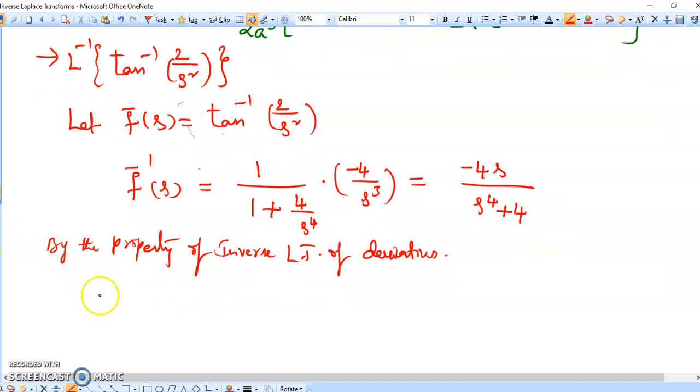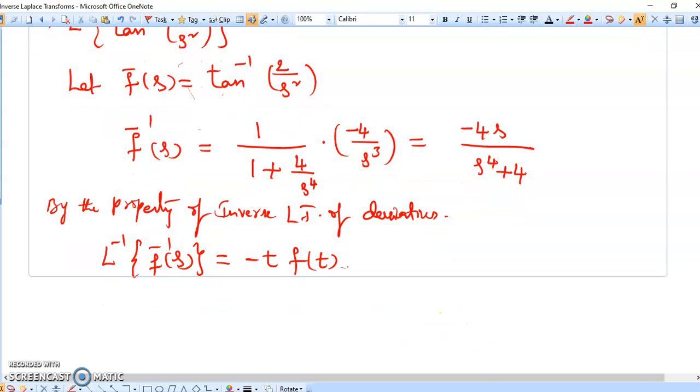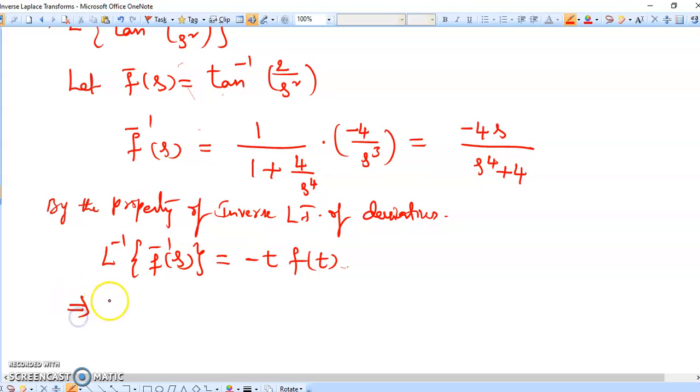Now let us write the property: L inverse of f bar dash s. What is the property that we discussed? This is equal to minus t into f of t. Now what I need finally is f of t, because I need to calculate the inverse Laplace transform for my f bar of s. This implies, what is my f of t? I'll bring this t to the left side, cross multiplication, this gives minus 1 by t, L inverse of f bar dash s.